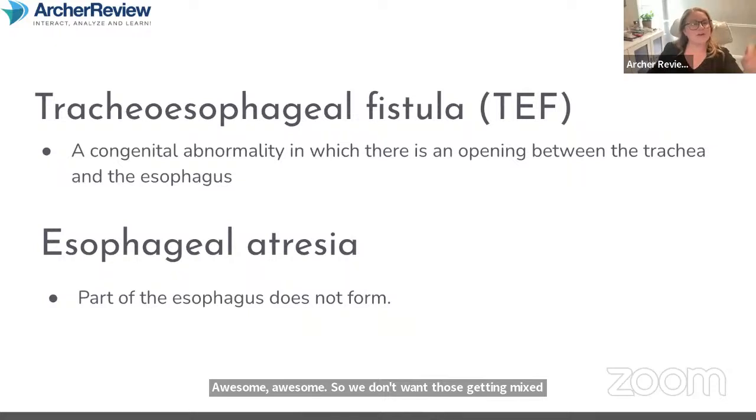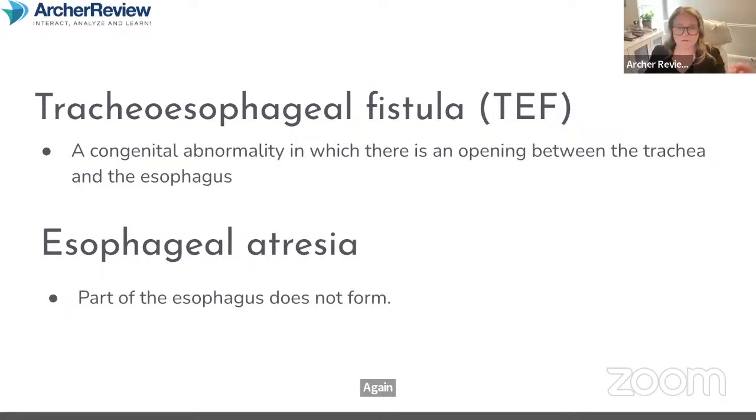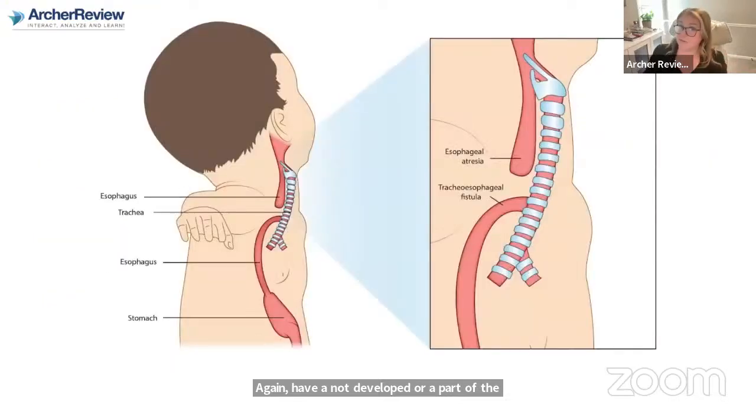In tracheoesophageal fistula, we have a joining of the trachea and the esophagus. And then in esophageal atresia, we have a part of the esophagus that doesn't develop or get formed. So let's look at what that anatomy looks like. Not so good, not so good.